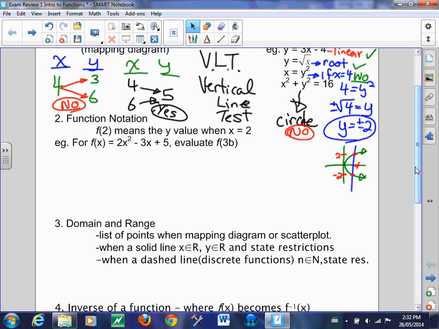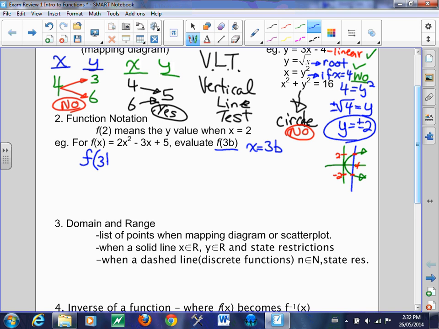Keep going. Function notation. f at 2 means what the y value is when x equals 2, instead of f at x. Okay? Then we learned how to do some substitutions here. So if we've got f at x equals 2x squared minus 3x plus 5, we want to evaluate it when it's f at 3b. So just make sure you realize that x equals 3b in this case. So in this equation, when you write it out, you're going to do some work as well to simplify. So let's take a look.